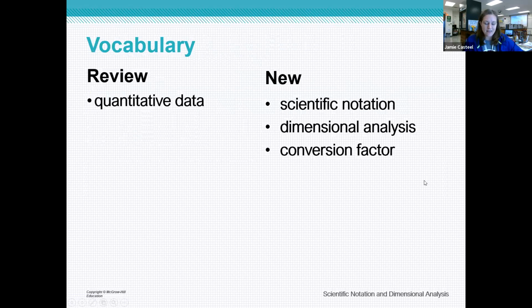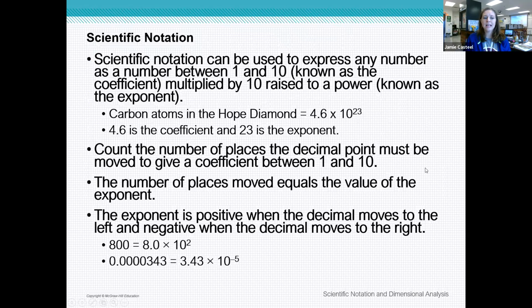Vocabulary, quantitative data. As a reminder, that is the numerical information describing how much, how little, how big, how tall, how fast, and so on. So if it's quantitative, it has a number and a unit, okay? So there's going to be some measurement, some number, and then the unit. How did you measure it? What were we measuring in? Your new vocabulary: scientific notation, dimensional analysis, and a conversion factor. Gee, might that be used to convert? Okay, we'll come back to that. This is a lot.